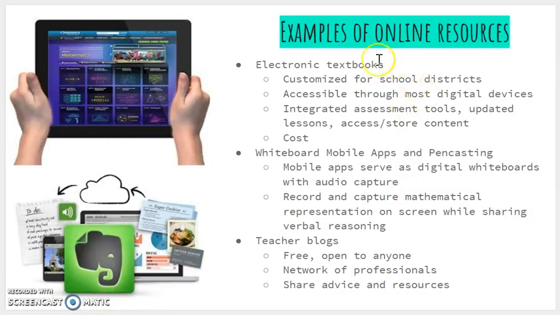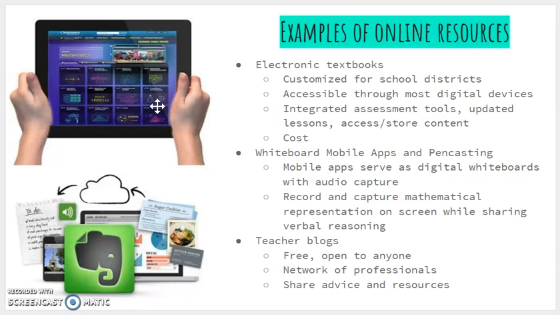And lastly, some examples of online resources. The book lists electronic textbooks. These are common, everyone uses them. They're just textbooks that are digital, can be updated, and can be customized for a classroom.